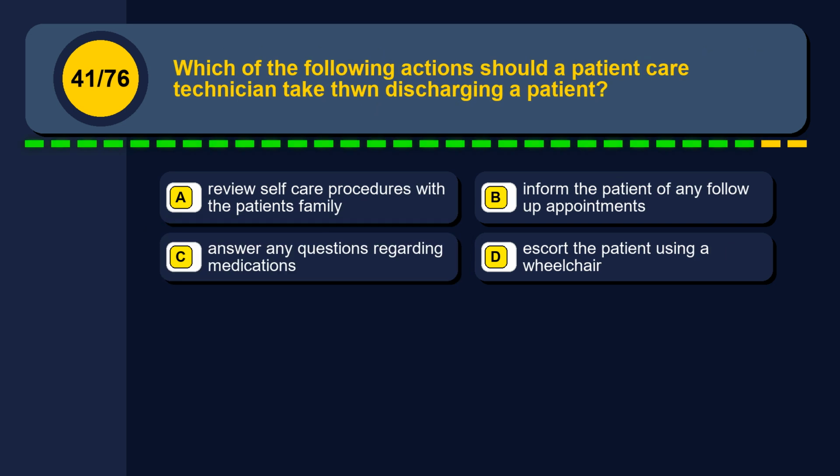Question 41. Which of the following actions should a patient care technician take when discharging a patient? Option A, review self-care procedures with the patient's family. Option B, inform the patient of any follow-up appointments. Option C, answer any questions regarding medications. Option D, escort the patient using a wheelchair.